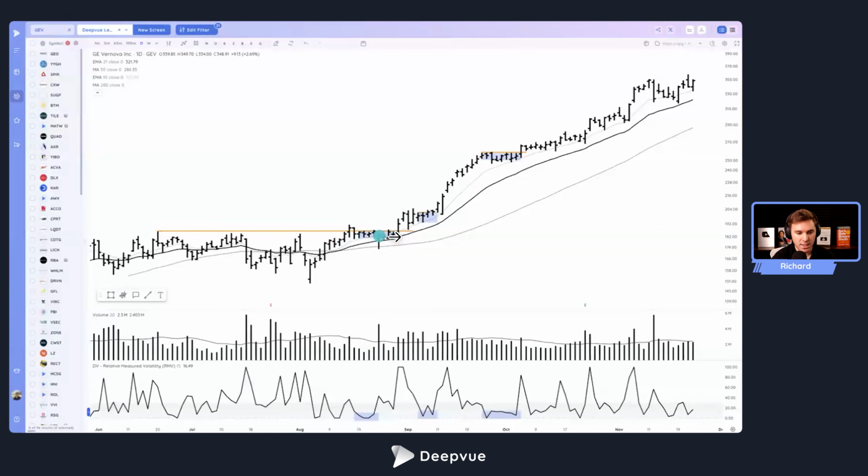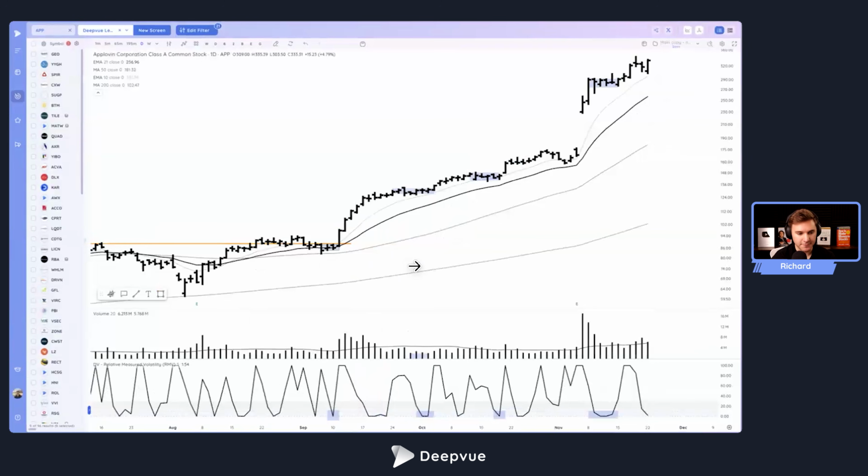You can notice I highlighted a few tight areas here, which are potential entry points. VCP entry points and RMV, Relative Measured Volatility, help you identify them. And that's what we're talking about today.